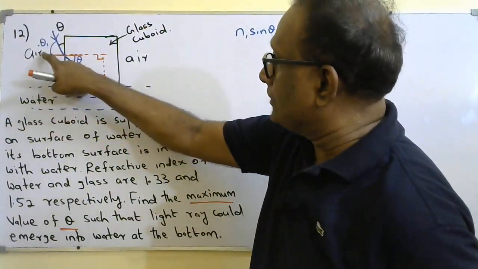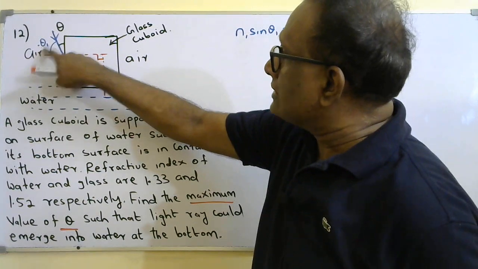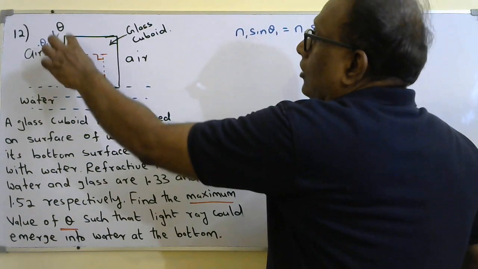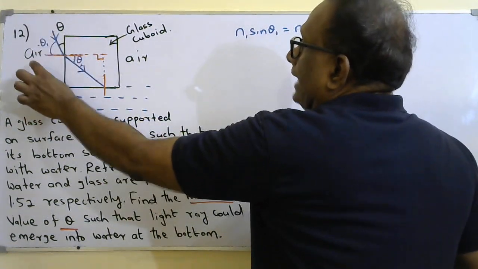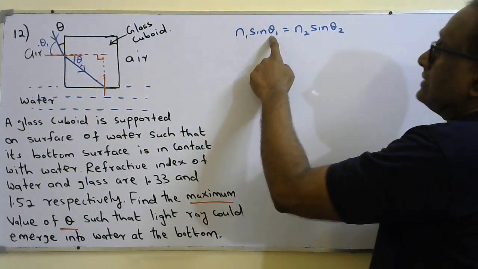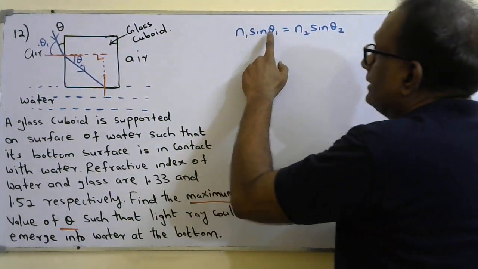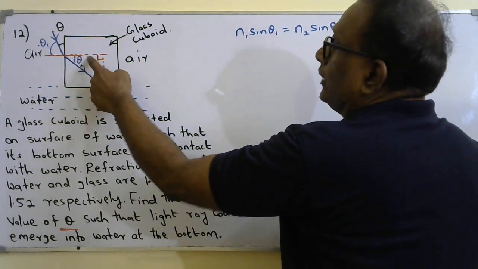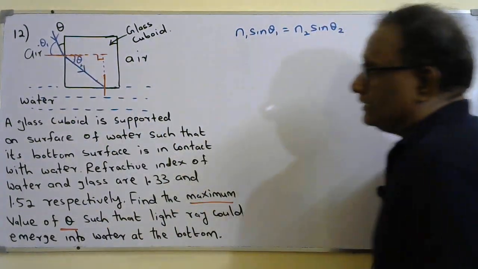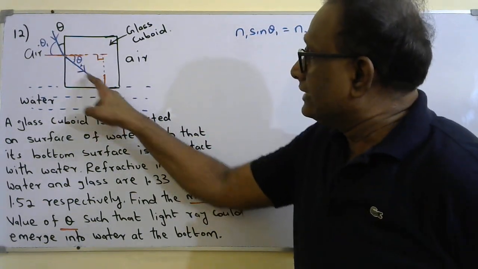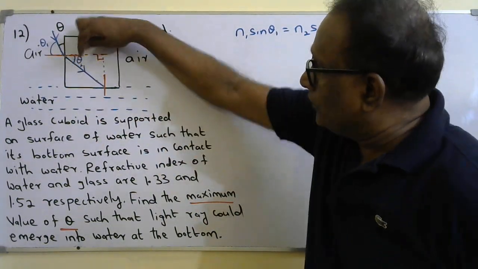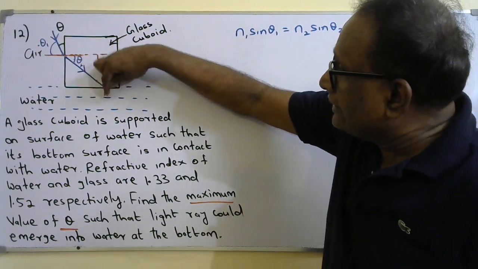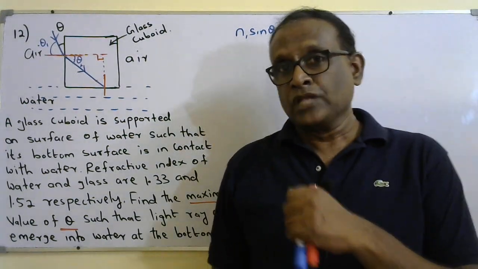theta 1 will decrease because this is 90 degrees. So theta plus theta 1 is 90. So as theta increases, theta 1 will decrease. If I use Snell's law for this air-glass boundary, theta 1 decreases when theta increases, and when theta 1 decreases, theta 2 will decrease. When theta 2 decreases, in this right angle triangle, the total internal angle will be 180 and this is 90 degrees, so when this decreases, this will increase. If this increases beyond the critical angle, then the light will not emerge into water.